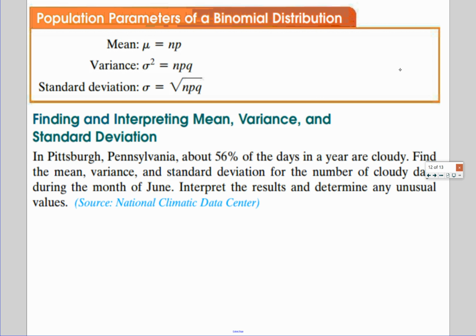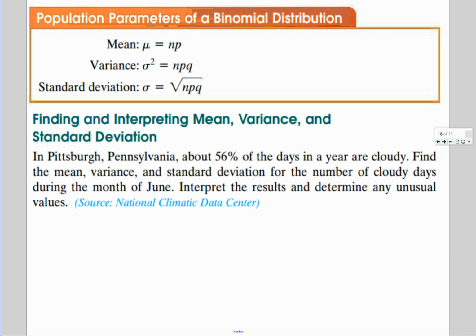And that's giving me the mean, variance, and standard deviation of that table of values is what this is calculating for us, like that big one that we made. Okay, so it says in Pittsburgh, Pennsylvania, 56% of the days in a year are cloudy. Find the mean, variance, and standard deviation for the number of cloudy days during the month of June. Interpret the results and determine any unusual values.